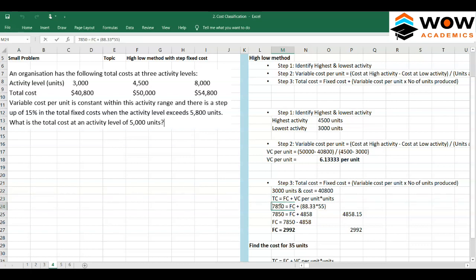So for 3000 units, it comes to 40,800. Fixed cost we don't know, and variable cost per unit is 6.133, and the number of units being produced is 3000 units. So first we will try to solve this part of the answer. That comes to 18,399.